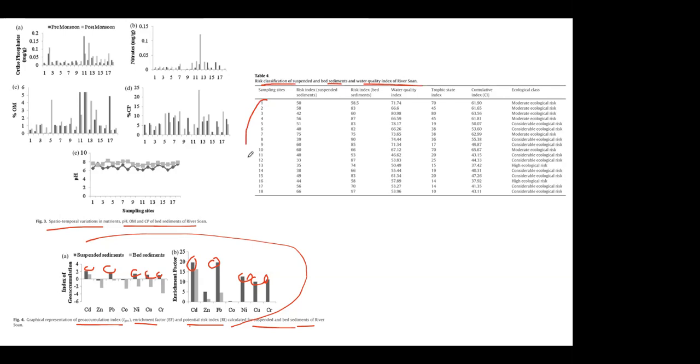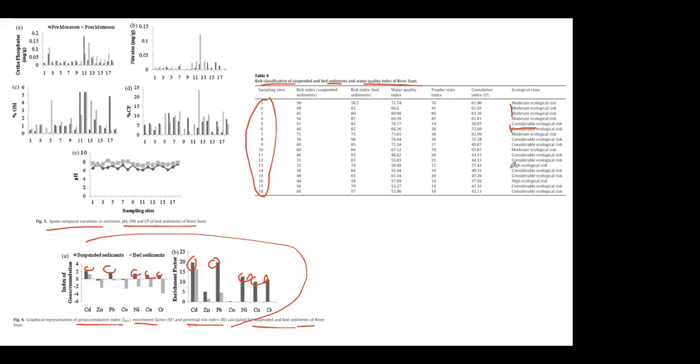The different sampling points showed different risk. For example, some sites showed moderate risk. Some points, for example points 5 and 6, showed considerable ecological risk.